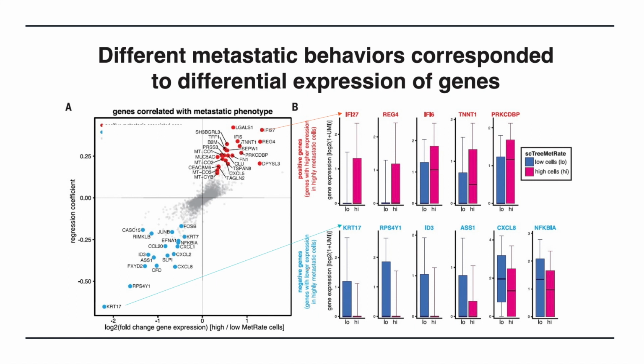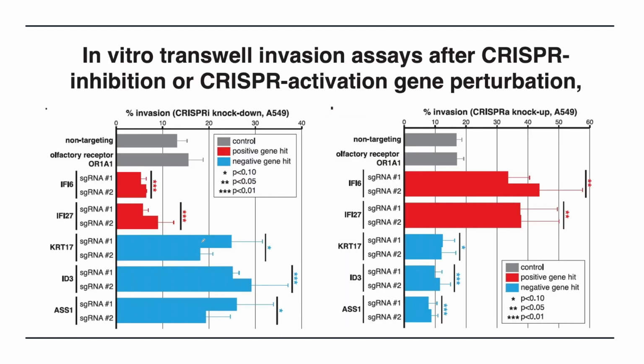They then employ the CRISPR activator and the CRISPR inhibitor to knock up or knock down identified genes. Consistent with previous slides, after knocking down the genes that are highly expressed in high met rate cells, the invasion rate of tumor cells was inhibited. In contrast, if they knock down the genes highly expressed in the low met rate cells, the invasion of tumors was enhanced, confirming that these genes are drivers or inhibitors of tumor metastasis.